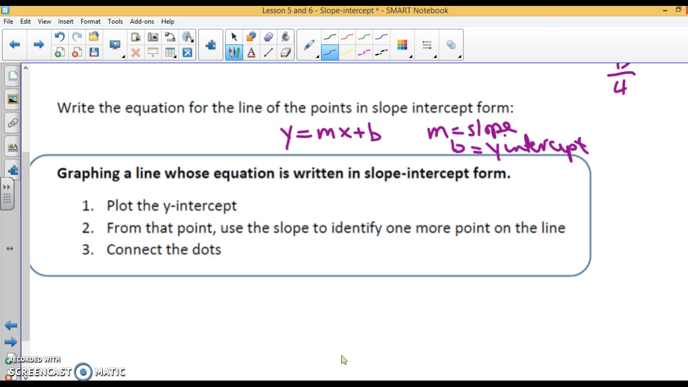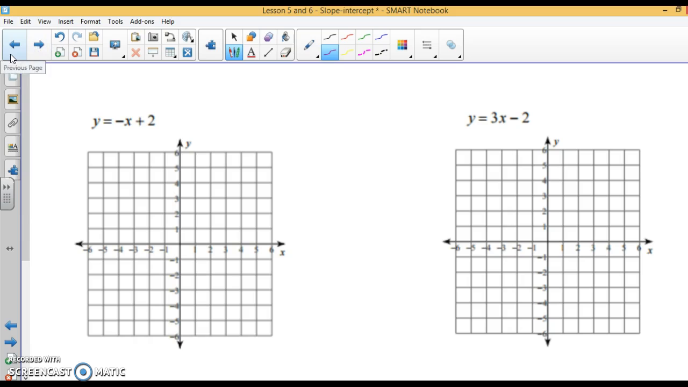In order to graph a line, you need 2 points. Well, our first point is going to be the y-intercept. And then you use slope, which is rise over run, to locate other points on the line. And really, you only need one other point. So let's take a look at an example.